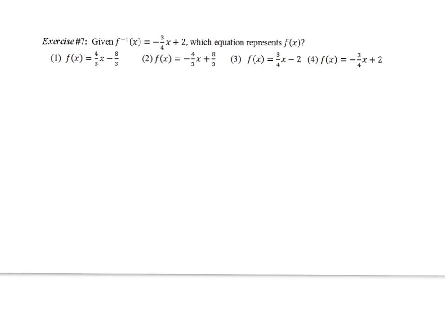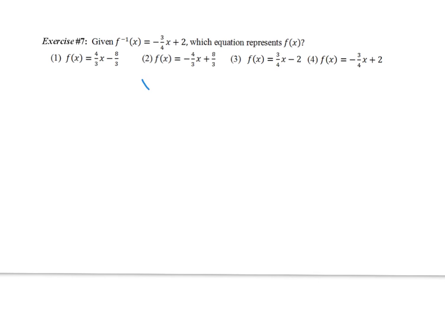Let's take a look at the last exercise. This time we're given that the inverse function is negative 3/4 x plus 2, and we want to go the other direction and find the function f of x. Now, if you take a look at the graph of any function and its inverse, you know that it's just a reflection over the line y equals x. So it doesn't matter whether I start with the original function or with the inverse. In either case, they actually are inverses of each other. So if I know the inverse, I can find the function by following exactly the same process.